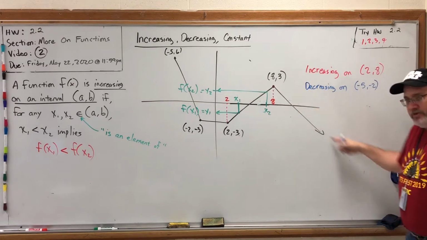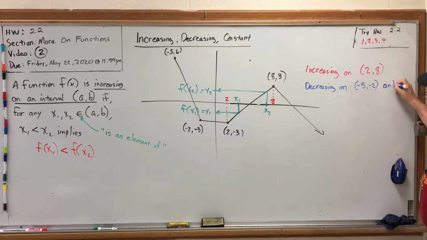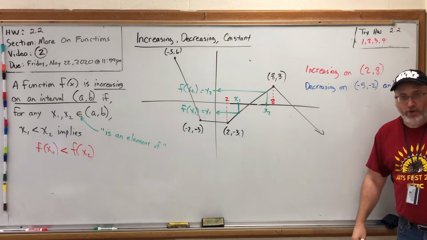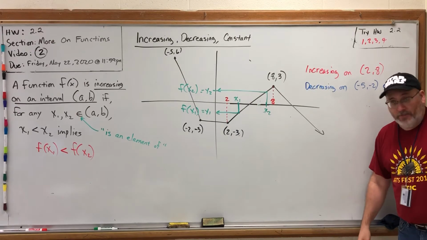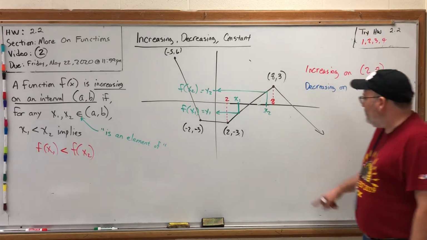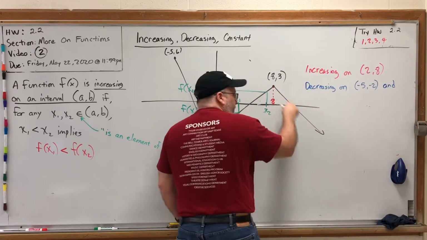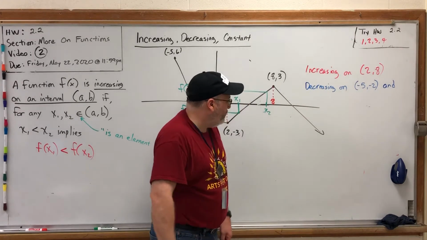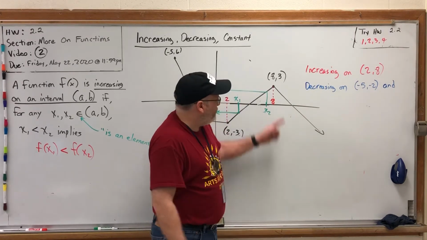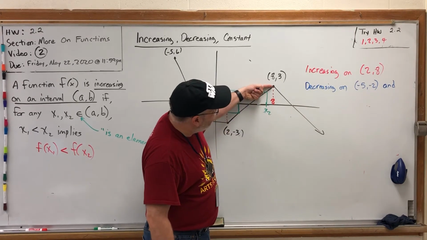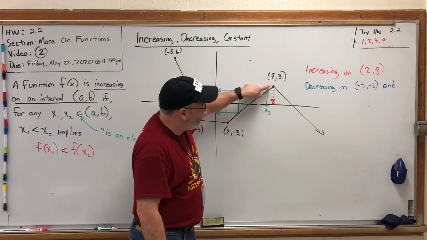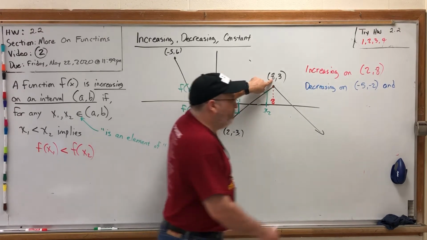Notice it's also decreasing over here. So in some of these graphs, there will be multiple intervals where it is doing something. So how can we describe the x values on this portion of the graph where it's decreasing? Well, from left to right, what's the first point where it starts decreasing? Or rather, the first point's x value? 8.